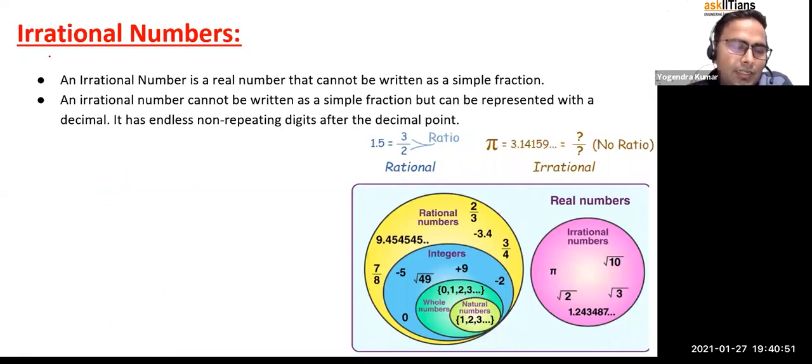Now, what are irrational numbers? Just the opposite. Numbers which cannot be written in p by q form, which cannot be represented in p by q form, are irrational numbers, like pi, root 2, root 3, root 5. These are irrational numbers for us. Is root 8 an irrational number? Yes, it is 2 root 2, so this is an irrational number. Is root 4 an irrational number? No.